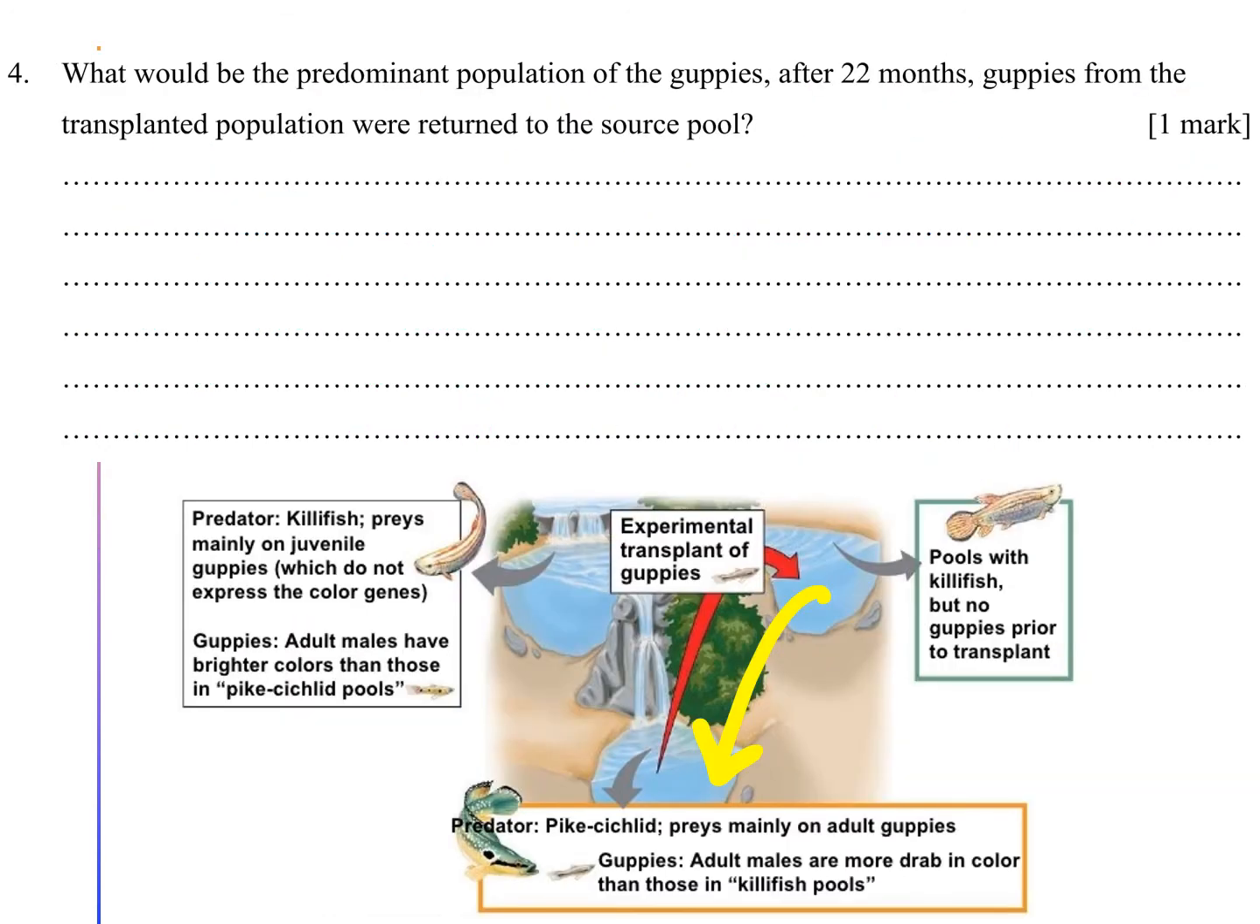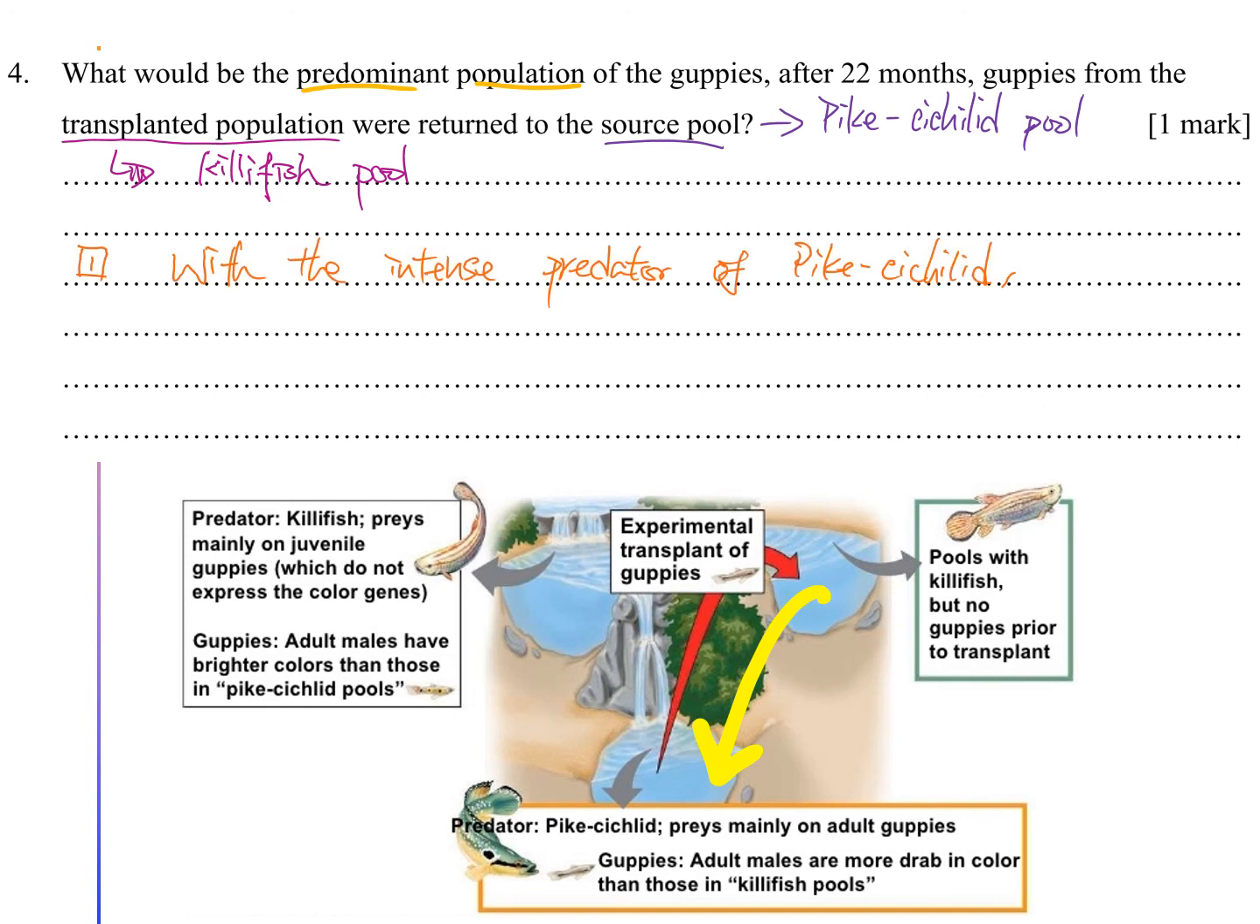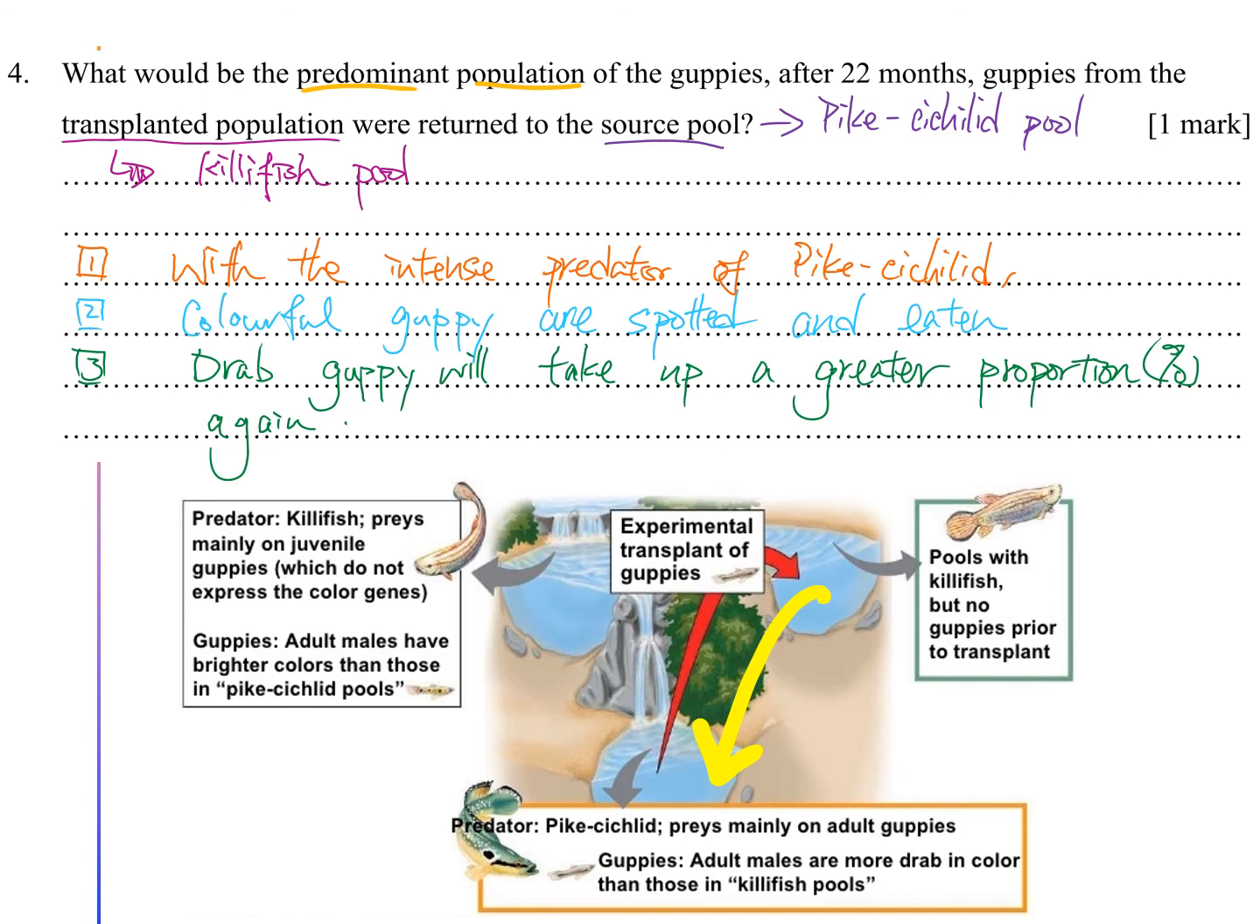Question 4. What would be the predominant population of the guppies after 22 months when the guppies from the transplanted population, that means the killifish pool, were returned to the source pool, that is the pike cichlid pool? The answer is when the colorful guppies were returned to the pike cichlid pool, because of the intense predator pike cichlid, the colorful guppies are spotted easily and eaten, and they died. Therefore, the drab guppies will take up a greater proportion again in the future.